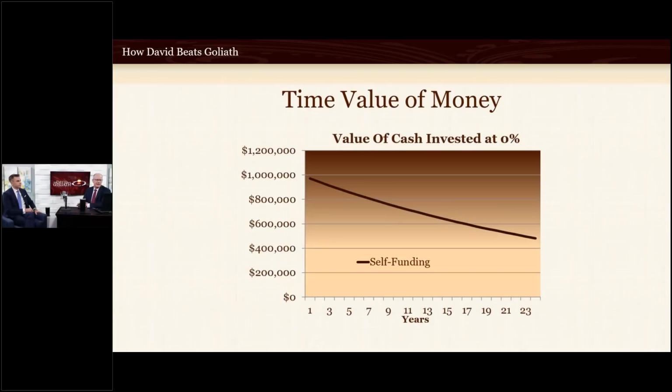Yes. Let's talk about the time value of money a little bit. Jeff, the Federal Reserve Bank has decided they want a 2% target on inflation, whether you agree with that or disagree with that. Some of that affects the buying power of the cash that you have, right? And this graph we're showing here shows you the time value of money, the value of cash invested at 0%. So if you had $1 million and you were getting a 0% return, which is what happens when you self-fund your case expenses, after 20 or 25 years, the buying power of $1 million has dropped dramatically.